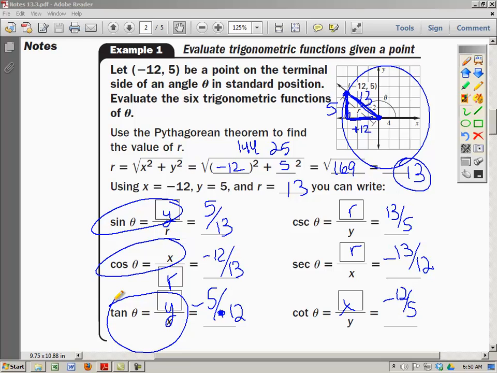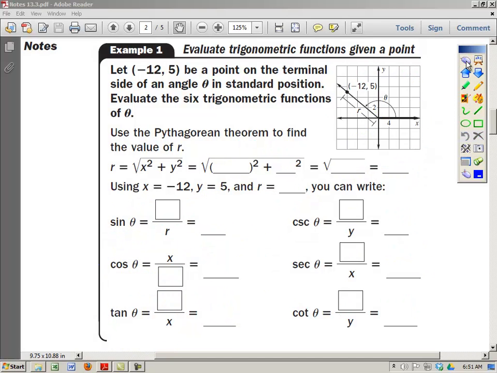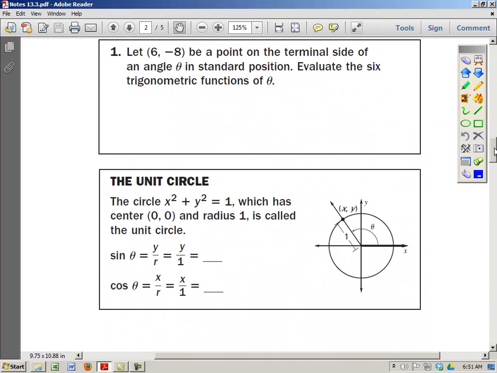But if you can remember that, you should be able to take the reciprocals of all of those, because you know that cosecant goes with sine, secant goes with cosine, and cotangent goes with tangent. Okay, so checkpoint problem next. Give it a shot, see what you come up with. We'll be right back with a solution.